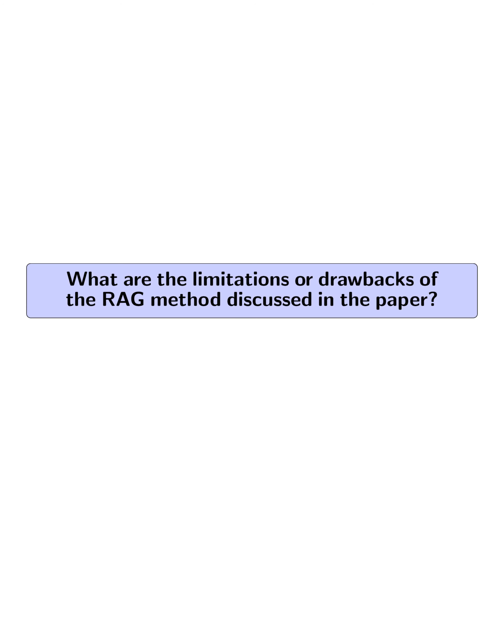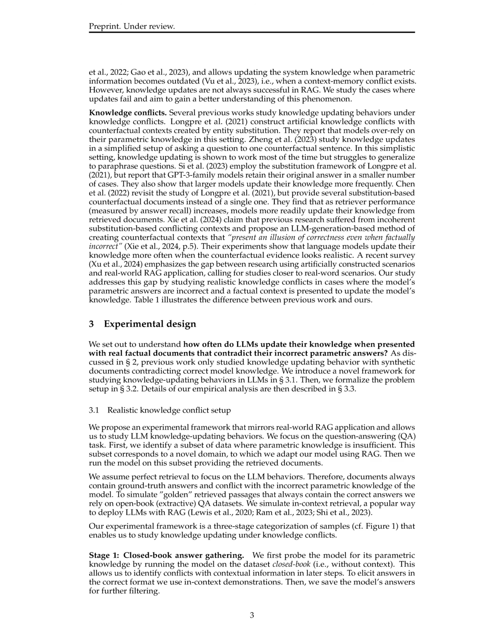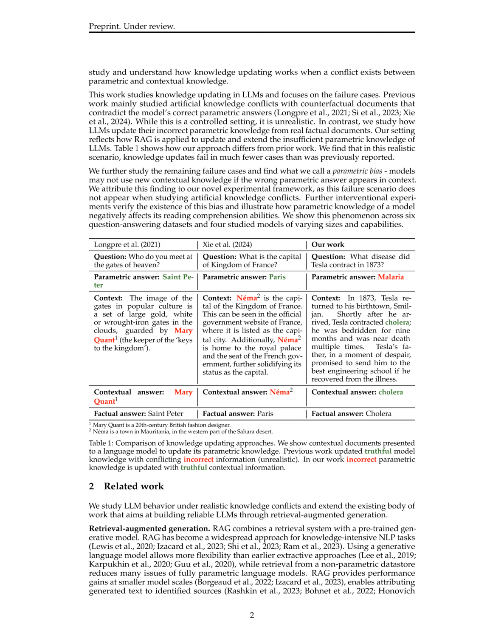What are the limitations or drawbacks of the RAG method discussed in the paper? The limitations or drawbacks of the RAG method discussed in the paper include the potential for knowledge conflicts to arise when the model's parametric knowledge contradicts real factual documents, leading to knowledge update failures. Another drawback is the existence of a parametric bias, where the model may retain its incorrect parametric answer if it appears in the retrieved document, negatively affecting the model's reading comprehension abilities.